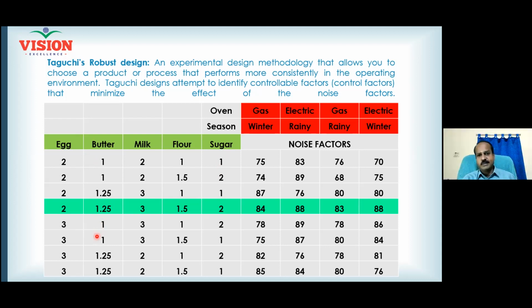Now see here, these 5 factors are here, and then I have 2 noise factors here. You can add noise factors; the more you want to optimize, the more you can add. One is the type of oven, the other is the seasonal variation. How will the oven vary? The oven can be gas based or electric based. And the season may be winter, or rainy, or something like that. So you have all these combinations.